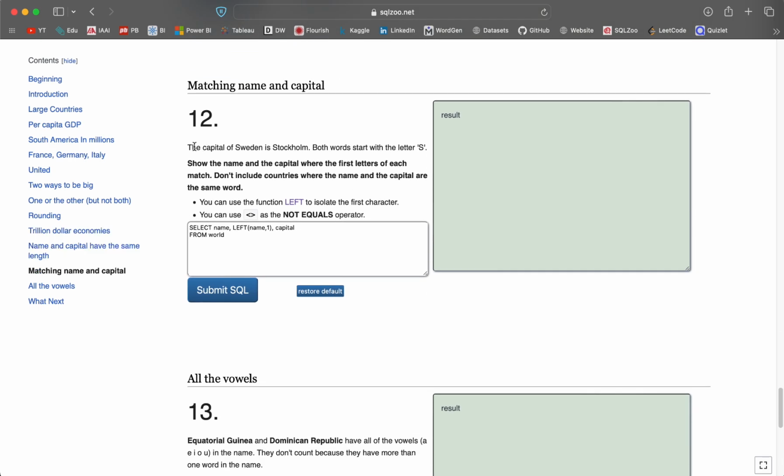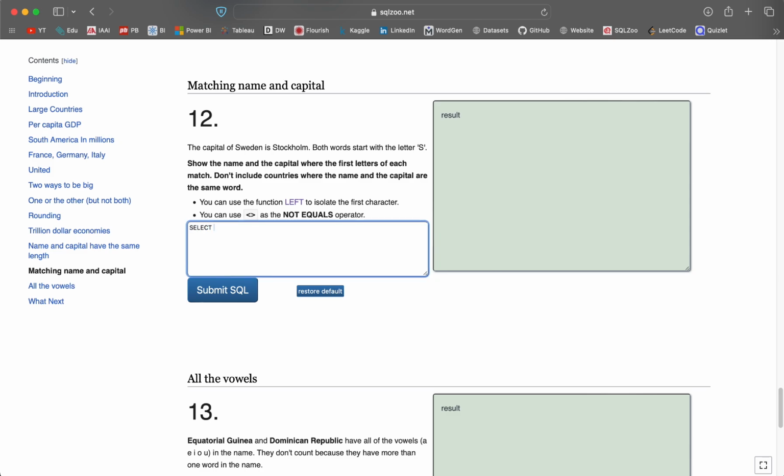Now pay attention to this one. The capital of Sweden is Stockholm. Both words start with the letter S. Show the name and the capital where the first letters of each match. Do not include countries where the name and capital are the same word. So it tells us you can use the left function to isolate the first character, and you can also use the not equals operator. So I'm going to break this down for you.